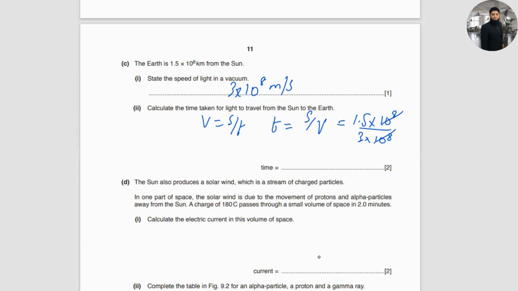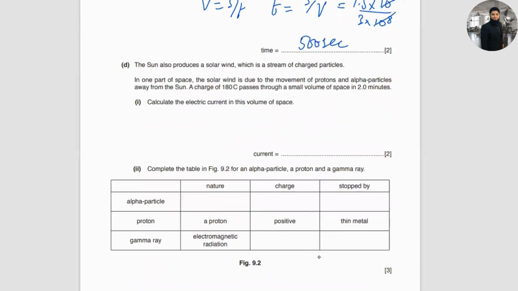So it's question number 9. So it comes 500 seconds is the answer. So the sun also produces a solar wind, which is a stream of charged particles in one part of the space. The solar wind is due to the movement of protons and alpha particles away from the sun. A charge of 180 coulombs passes through a small volume of space in 2 minutes. Calculate the electric current in this volume.